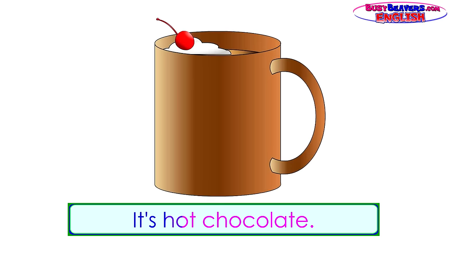Lesson 18. Do you have it? Do you have it? Yes, I have it. Is it yours? Yes, it's mine. Are you ready? Yes, I'm ready. Let's go, let's go. Do you have a bike? Yes, I have a bike. Do you have a kite? Yes, I have a kite.